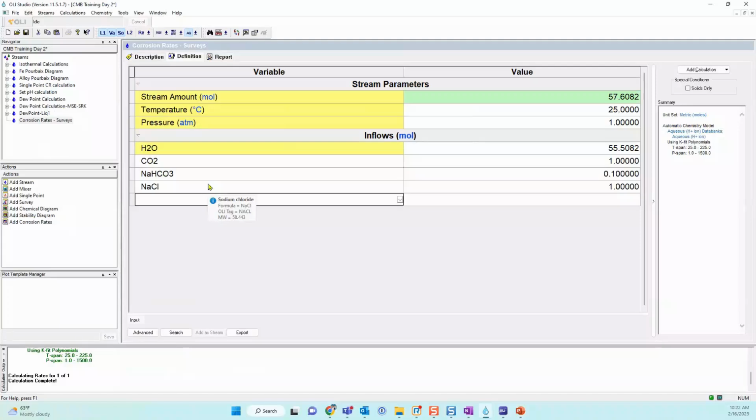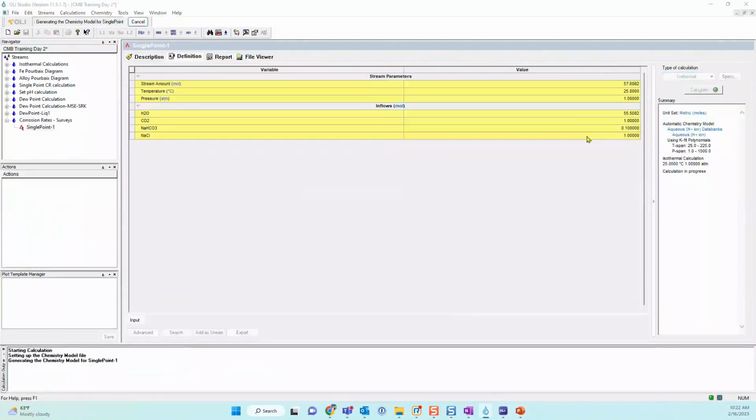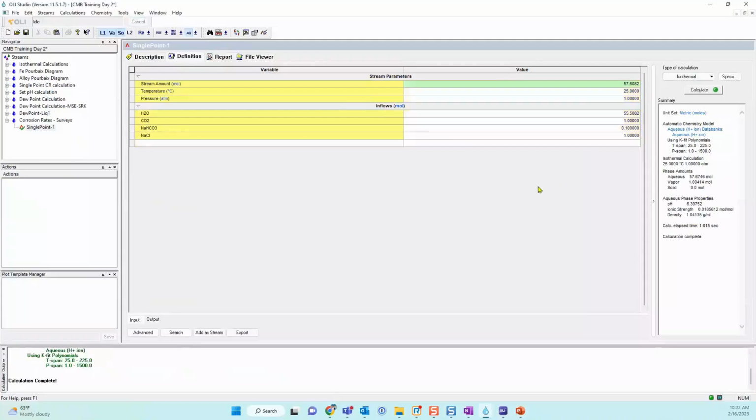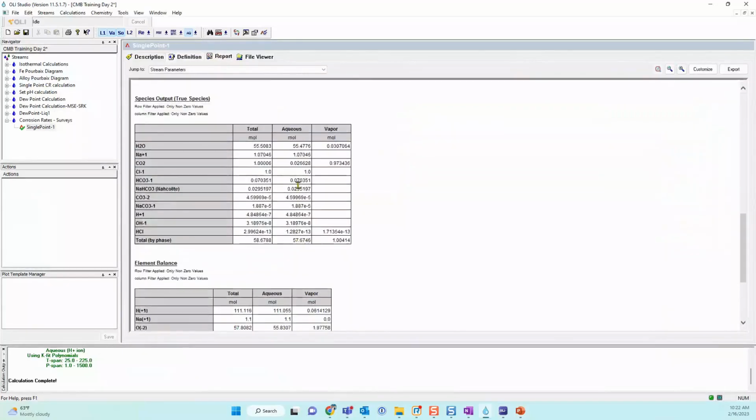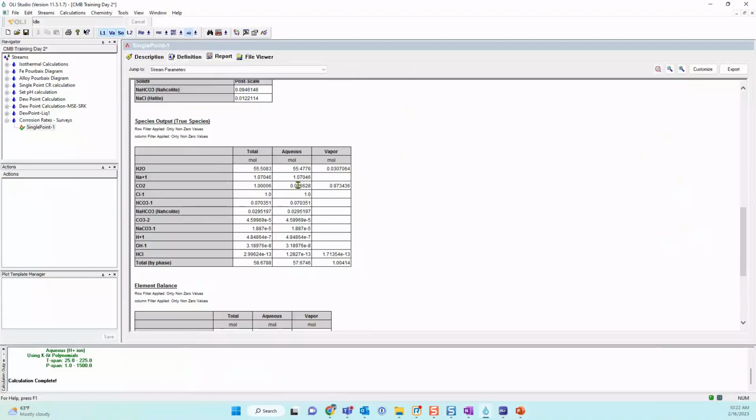And just because I'm always curious, you can always add a single point and calculate the properties of this solution, just to get an idea of what you have as a starting point when you're doing a corrosion rate calculation. So I ran this isothermal single calculation point, and I'm seeing here that this system is mostly aqueous, and I do have a small amount of vapor. Again, my curiosity takes me to the report, and I start checking what my vapor is, why am I having a vapor?